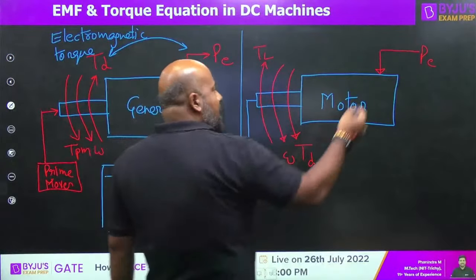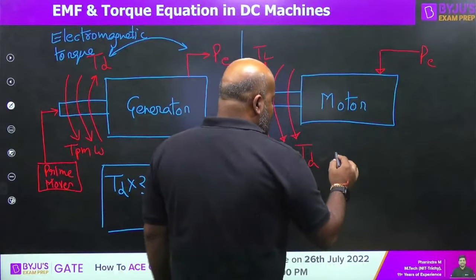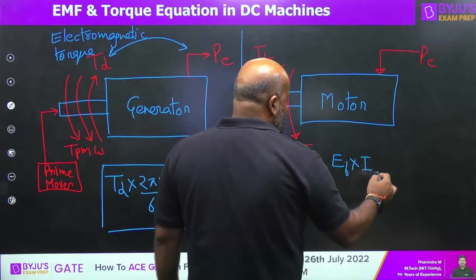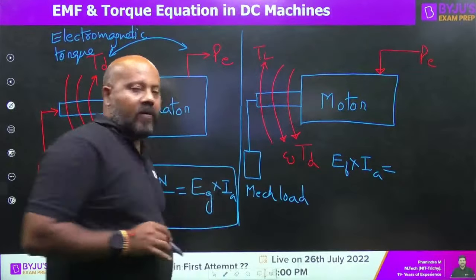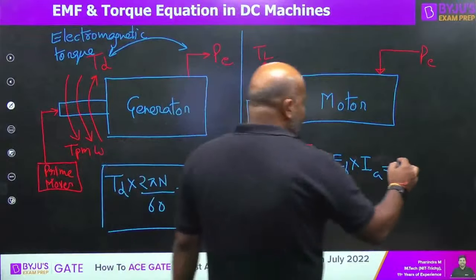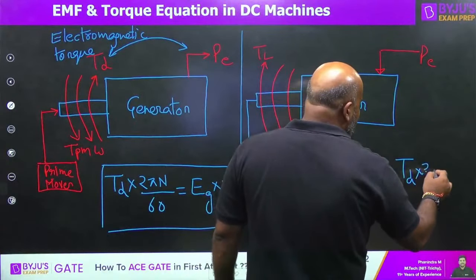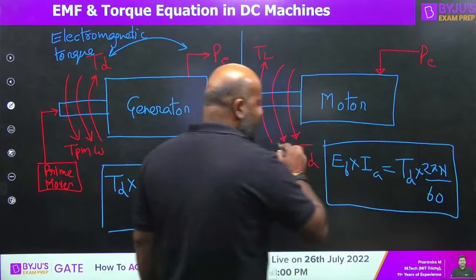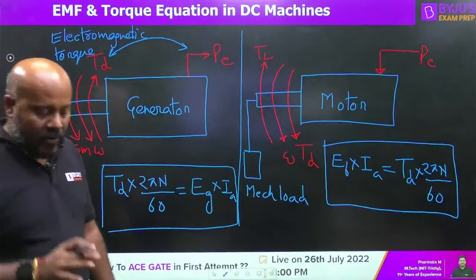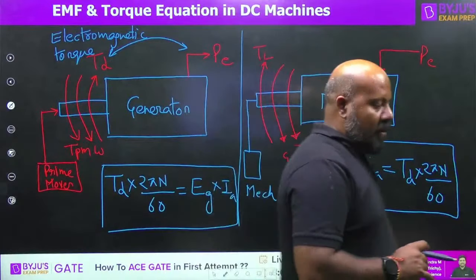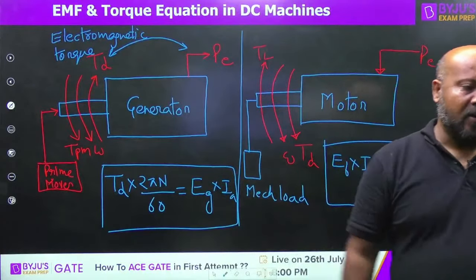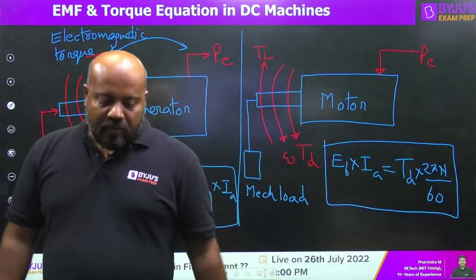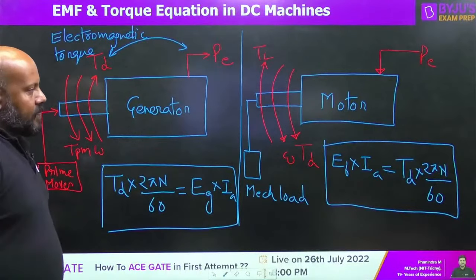Now for the motor, you are giving input electrical energy. So input electrical energy at the armature is going to be back EMF multiplied by armature current. And what is the mechanical power developed? That is nothing but the torque developed multiplied by 2 pi n upon 60. Very important equation, very powerful equation. A lot of questions you will see in the GATE examination. If you have command over these, you can solve them. Yes, everyone. Let us go to the next question.